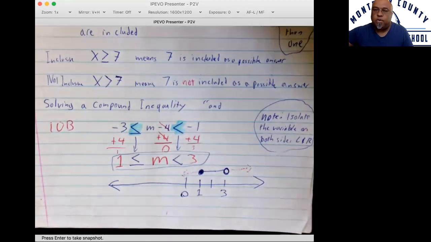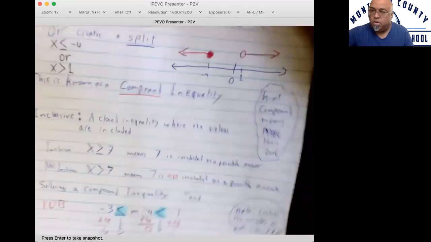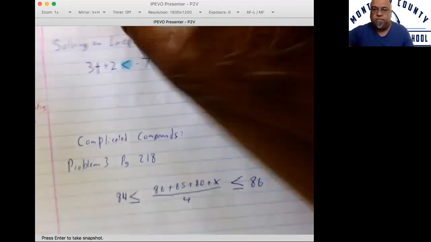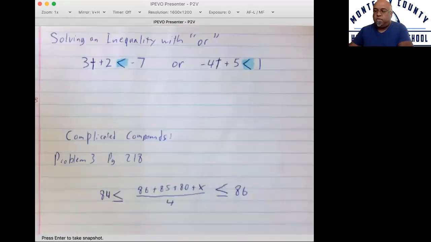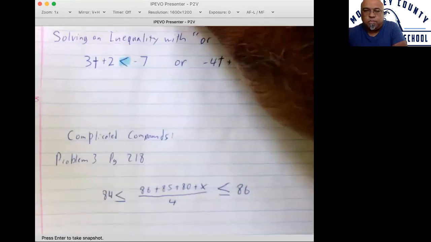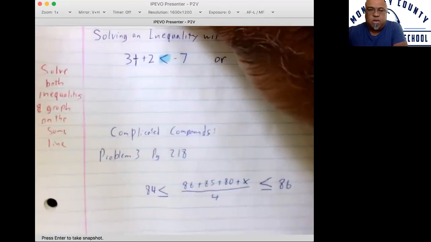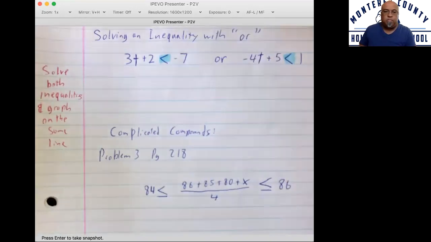Any questions so far? All right, let me go to the next question then. Now, to solve an inequality with OR, what you need to do is to solve both inequalities.